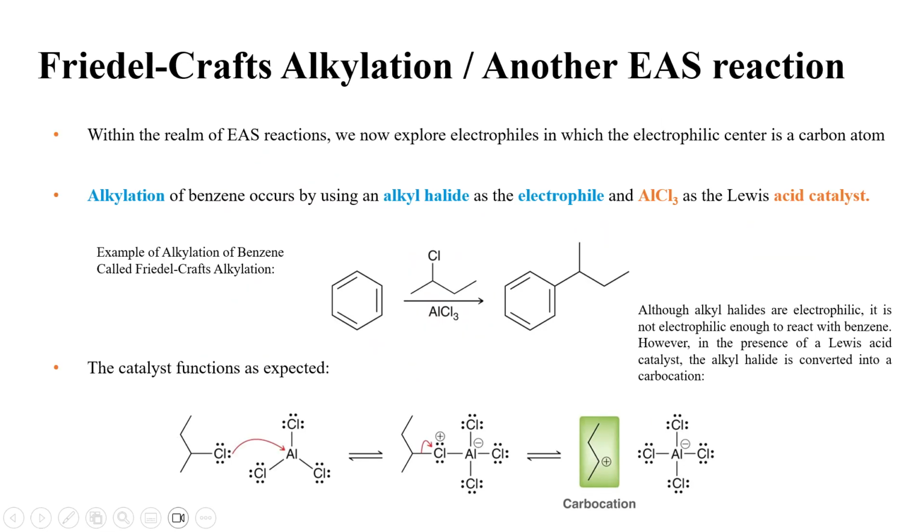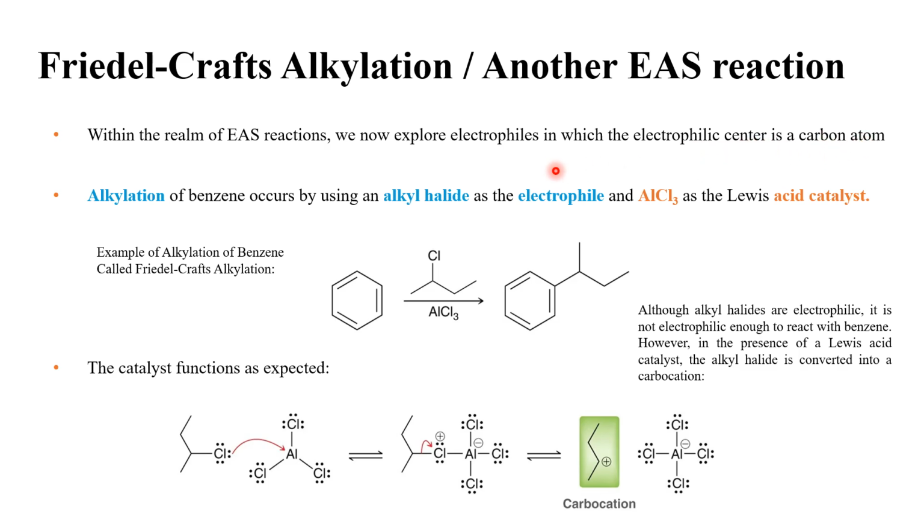All right, here's another class of reactions called Friedel-Crafts alkylation. So this is just another type of EAS reaction. Now, within the realm of EAS reactions that we just talked about, we talked about nitration, sulfonation, chlorination, bromination of a benzene. All the electrophiles were Br plus, Cl plus, some positively charged, really active electrophile, NO2 plus. SO3 is not plus, but that sulfur is pretty partial positive. We saw that. But now let's explore electrophiles where the electrophilic center is a carbon atom.